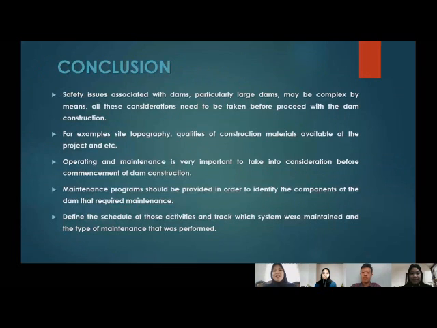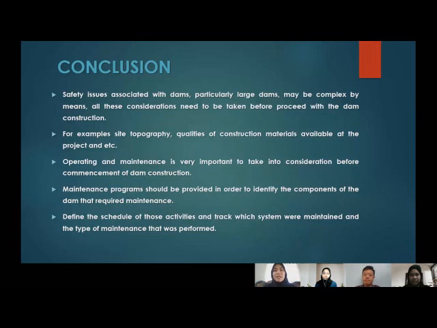So in conclusion, safety issues associated with dams, particularly large dams, may be complex, so all the considerations need to be taken before proceeding with the dam construction. For example, site topography, qualities of construction materials available at the project, and so on. Operating and maintenance is also very important to take into consideration before commencement of dam construction. As operating personnel, one should be able to understand threats to the safe performance of the dam, recognize indicators for the development of its potential failure modes, and so on.